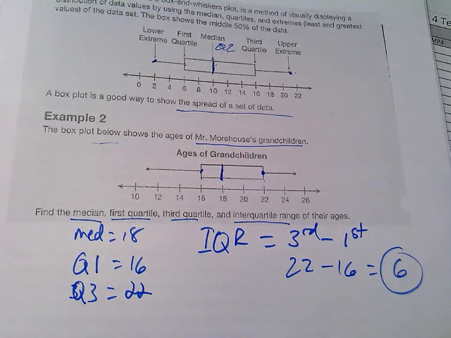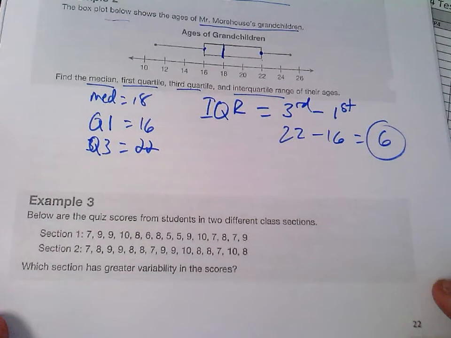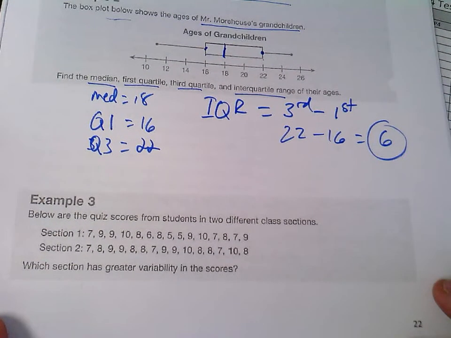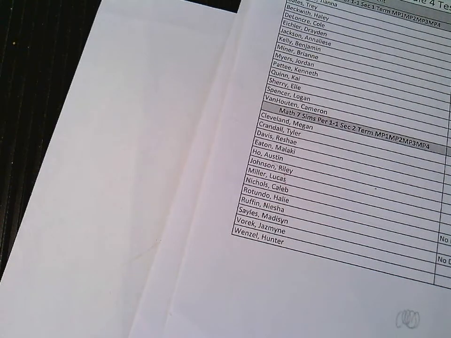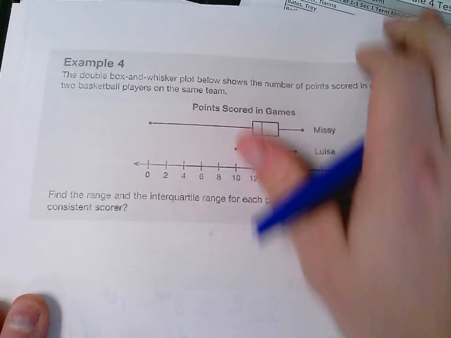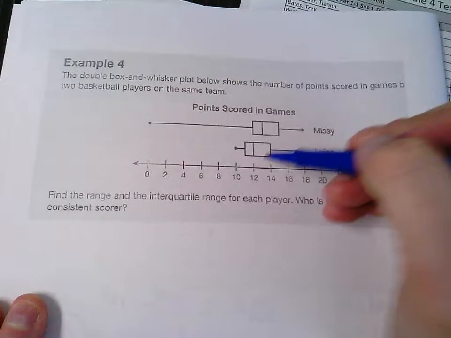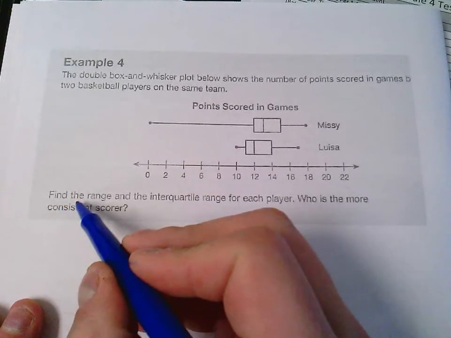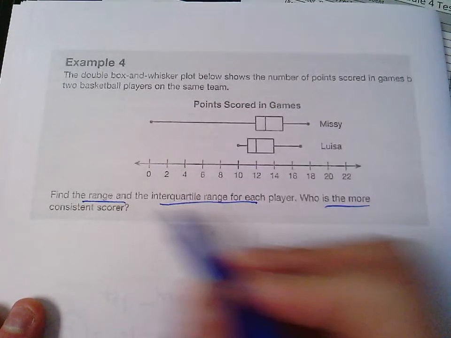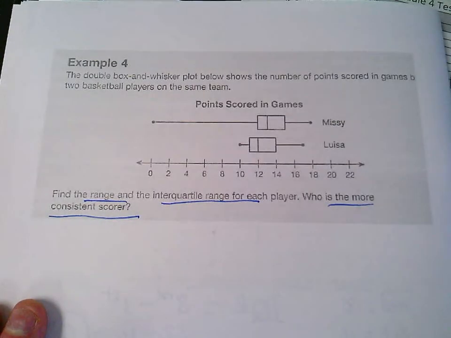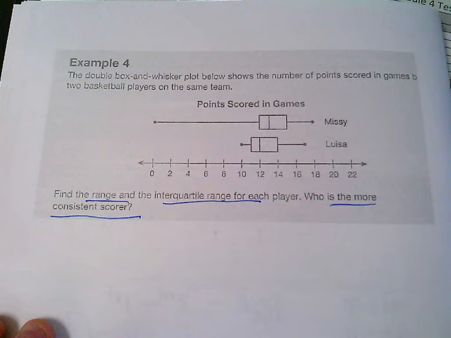Example number 3, we will skip for right now. And we'll move on to example number 4. In example number 4, now we've got 2 box and whisker plots. And you're being asked to find the range and the interquartile range. Who is the more consistent scorer? So sometimes you have to make predictions based on what you have. So find the range and the interquartile range for each player. We'll start with Missy.